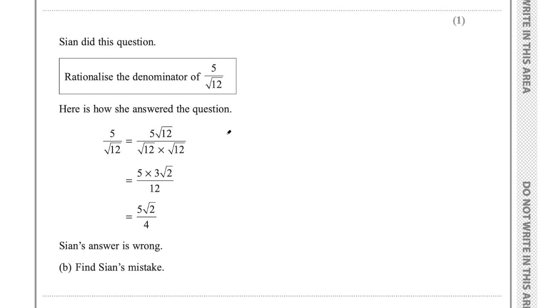Second part of this question says, Cyan did this question. Rationalize the denominator of 5 on root 12. Here is how she answered the question. 5 times root 12 on root 12 times root 12. Okay. Oh, I'm not sure what she's done here. So what's happened here? She's tried to simplify this surd. So root 12, you could write this as root 4 times root 3, which you could change to 2 root 3. But she's, I think, done it the other way around. She said 3 root 2. Okay, so there's the error, I think.